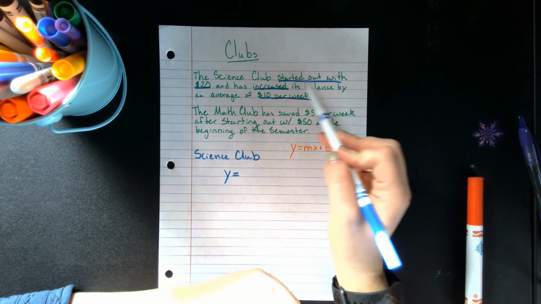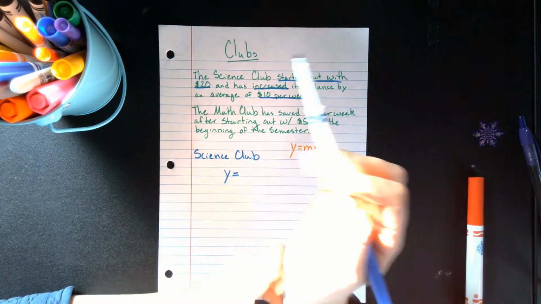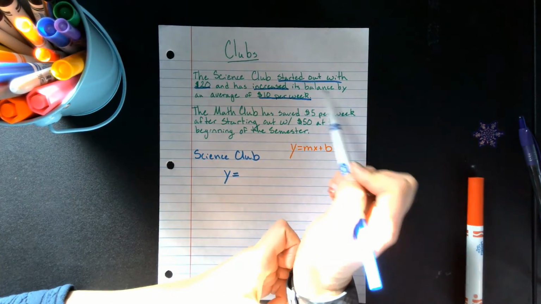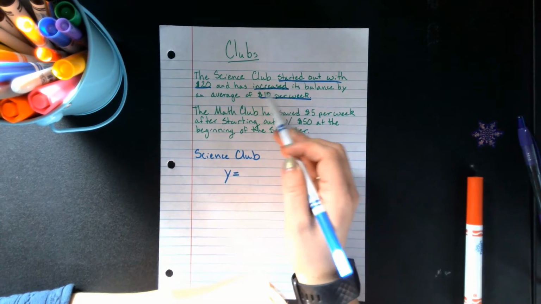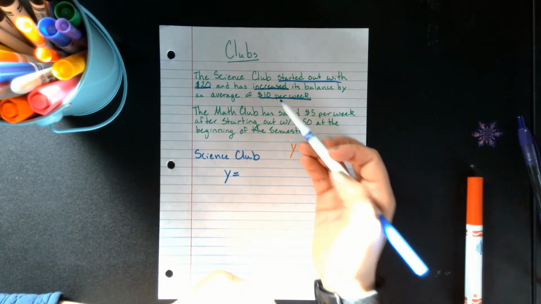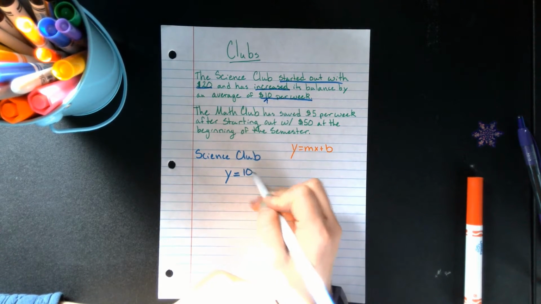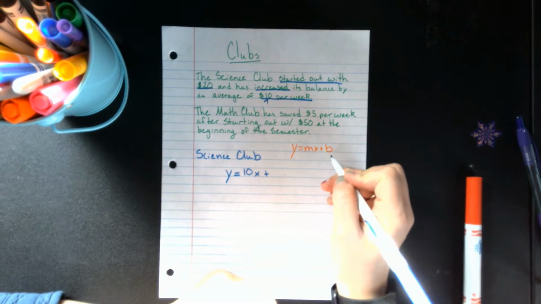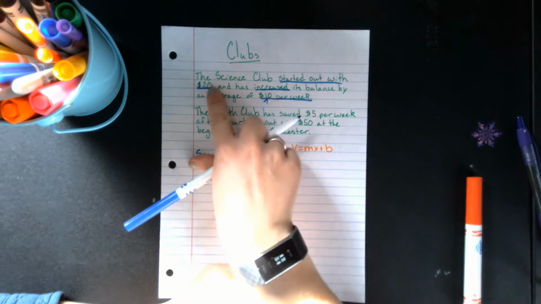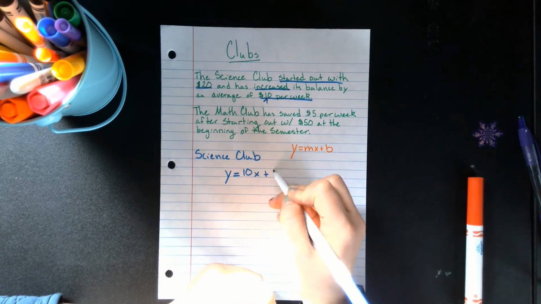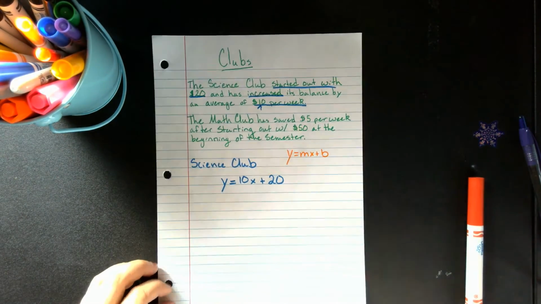So this first part said they started out with 20. It does not say that they add 20 each time, so they started with 20. This one though says they increased their balance by an average of $10. So increased is our key word here. It means growth. So our growth then is $10. So we'll make 10x plus, and then b, recall, is beginning or starting. And this one literally says started out with $20. So that's our b. So that is the equation for the science club.